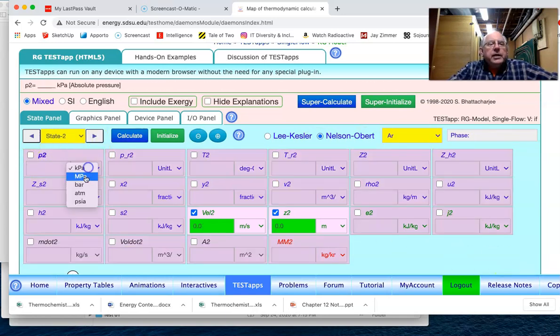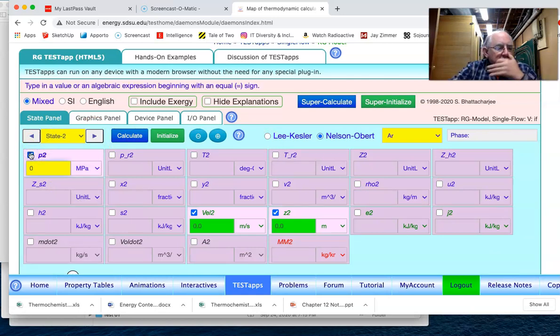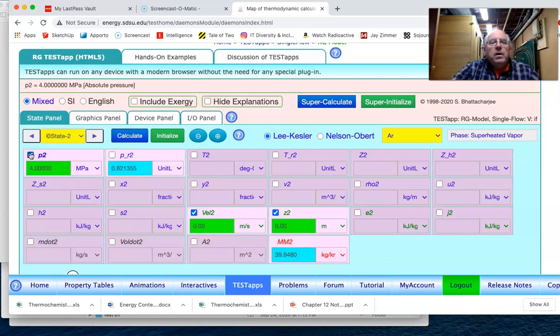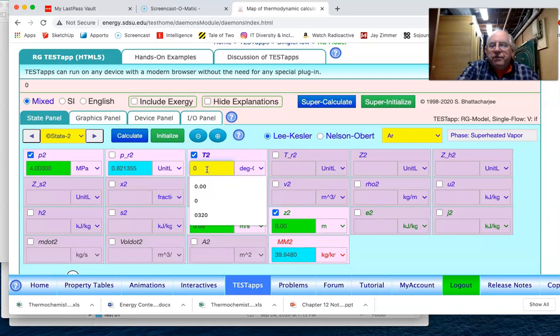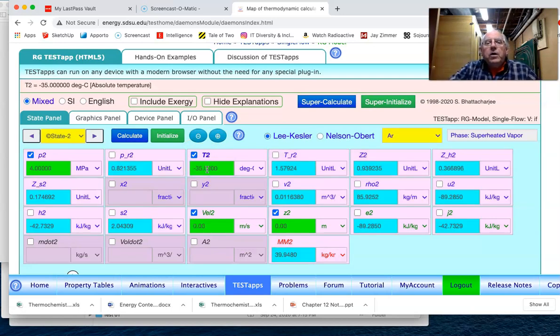Our state 2 is an expansion to 4 megapascals. And we see a corresponding drop in the reduced pressure, minus 33 C and minus 35 C, and that corresponds also to a lowering in the reduced temperature, and we have the same m dot as before.